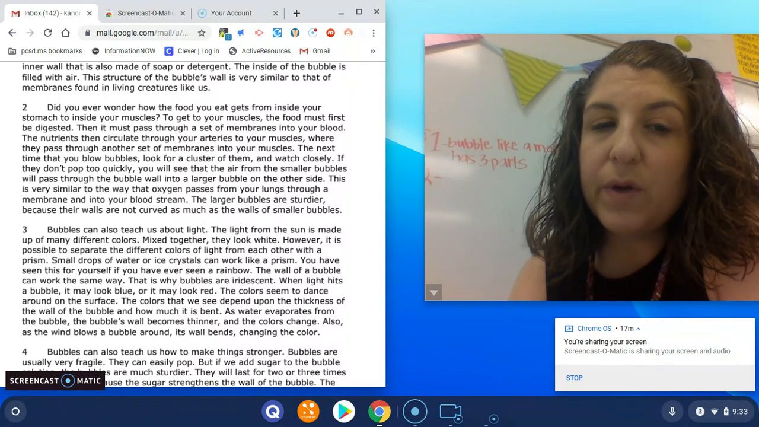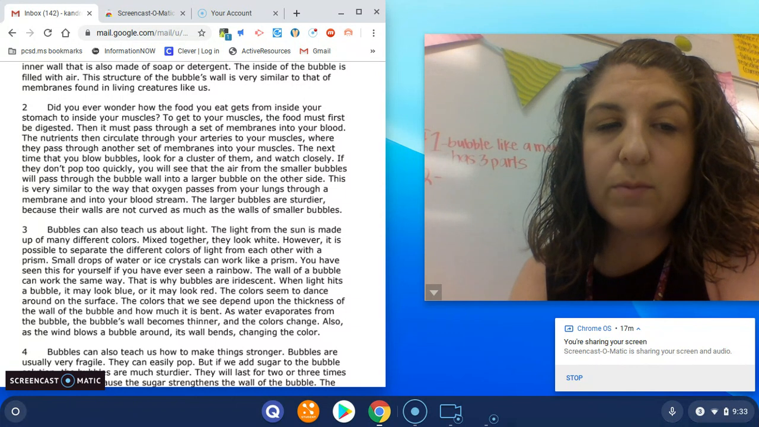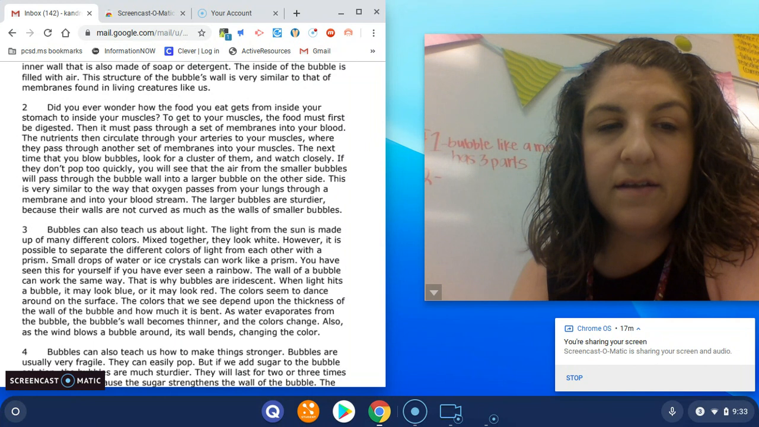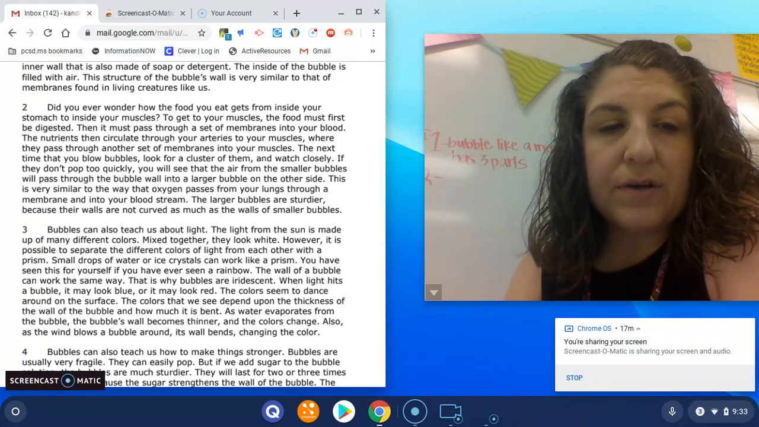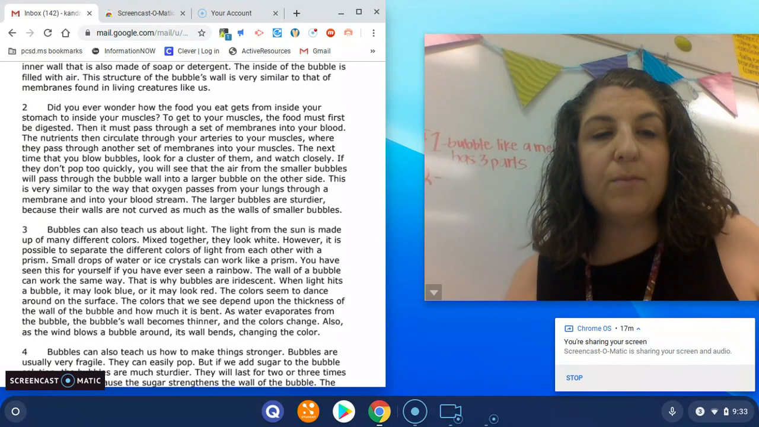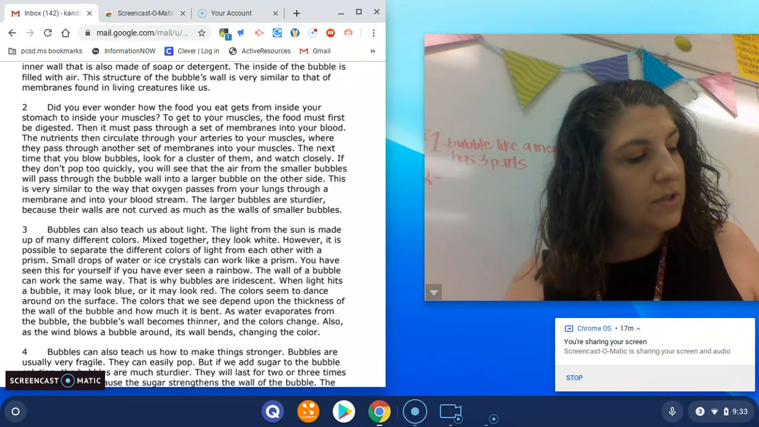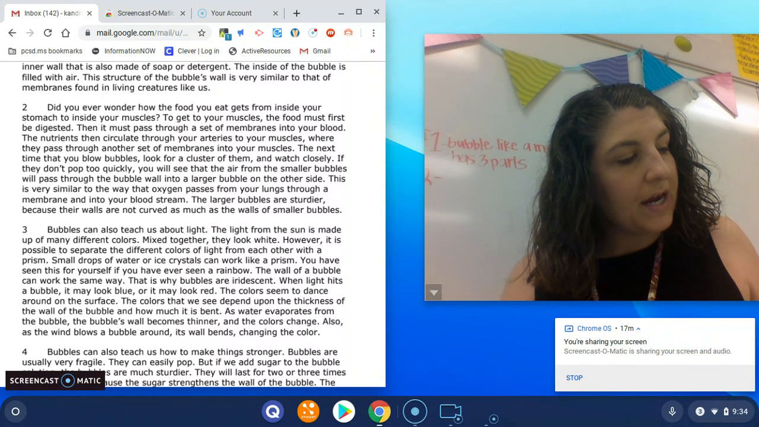If they don't pop too quickly, you will see that the air from the smaller bubbles will pass through the bubble wall into a larger bubble on the other side. This is very similar to the way that oxygen passes from your lungs through a membrane and into your bloodstream. The larger bubbles are sturdier because their walls are not curved as much as the walls of smaller bubbles. So if you look at your answer choices, it has walls that curve.